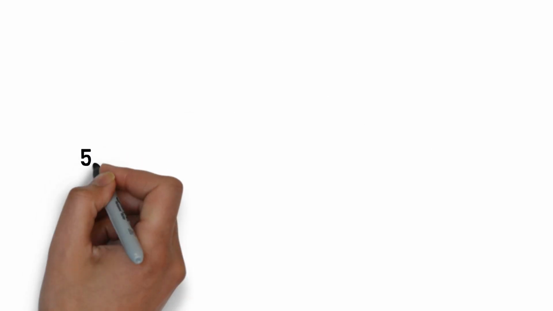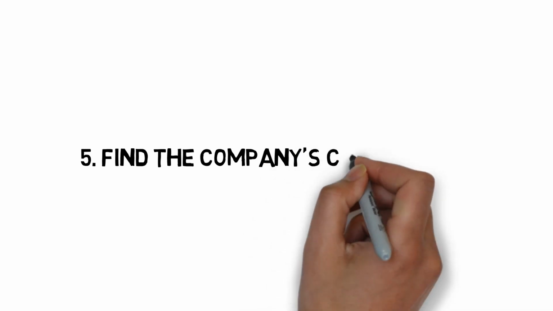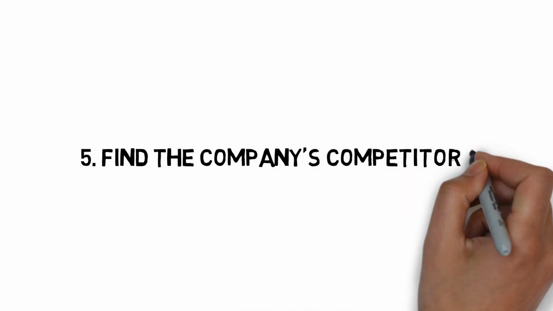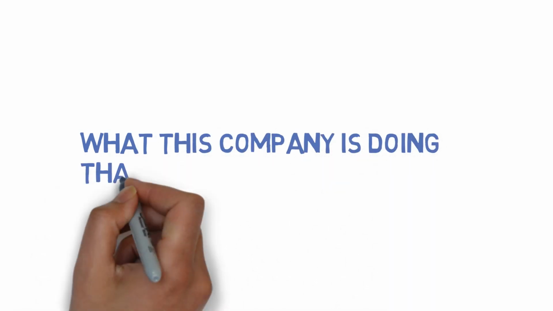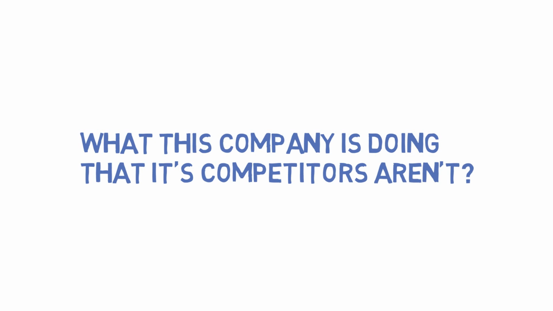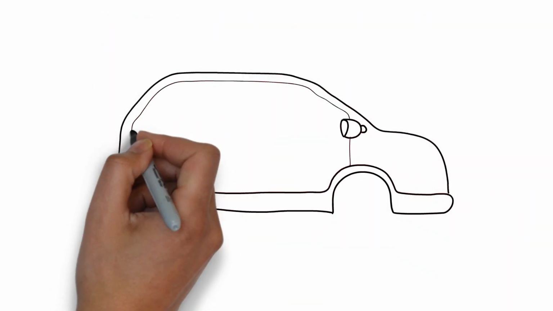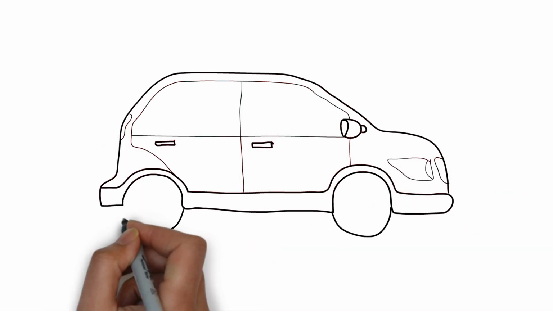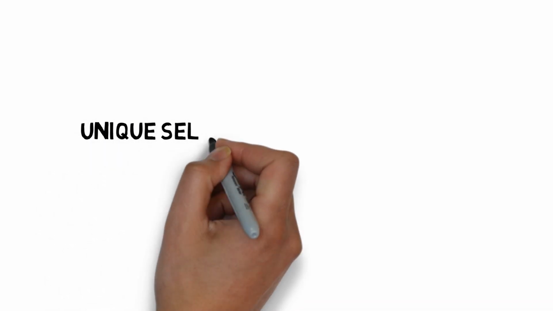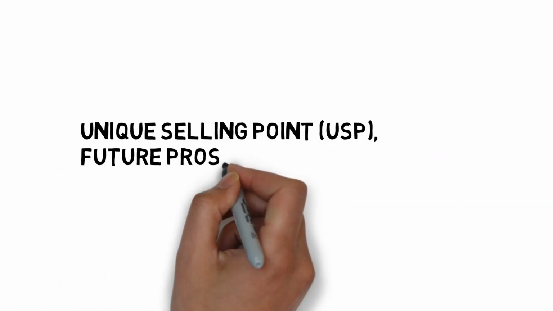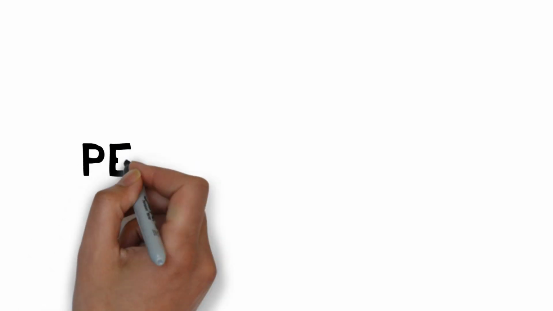Step 5. Find the company's competitors. It's always good to study the peers of a company before investing. Determine what this company is doing that its competitors aren't. Further, you should be able to answer the question of why you are investing in this company and not any of its competitors. Why are you selecting Maruti Suzuki over Tata Motors? The answer can be anything convincing like the company's unique selling point, future prospects, upcoming projects, new plans, etc.